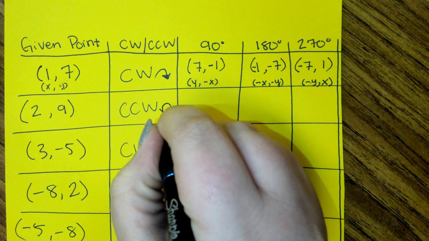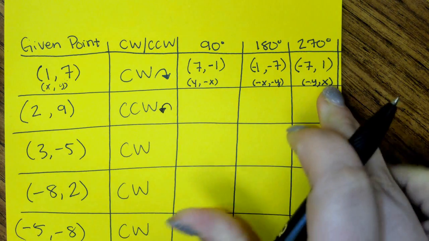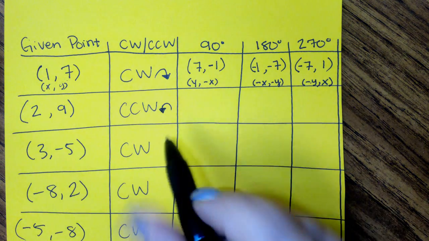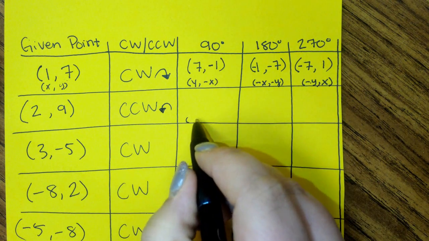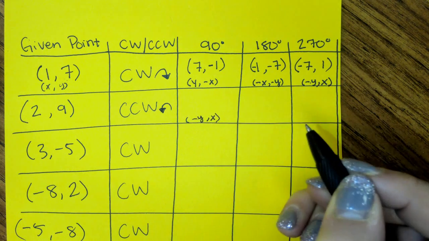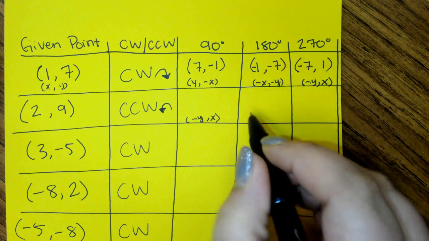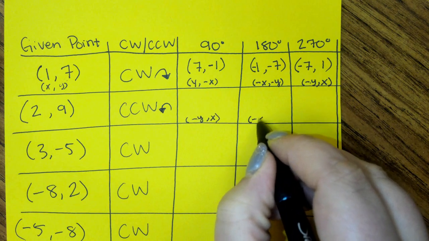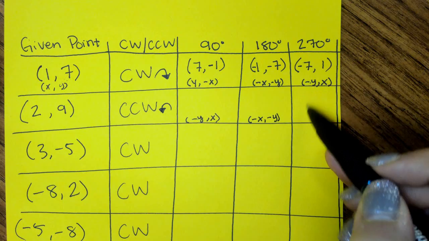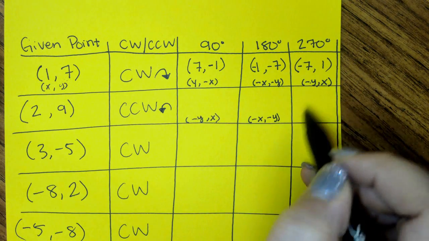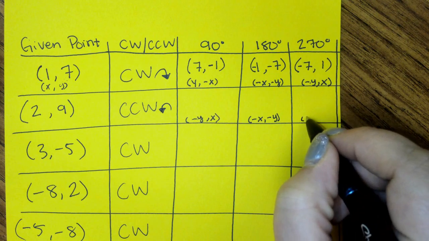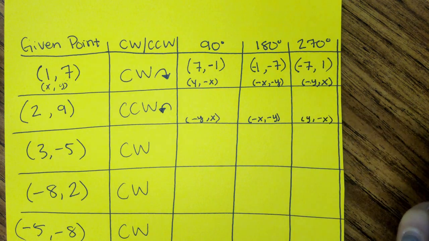Counterclockwise is a left turn. And remember, my rules are just opposite of whatever the clockwise ones were. So the rule for a 90-degree counterclockwise rotation is opposite y, normal x. For 180 degrees counterclockwise, that rule is the same, opposite x, opposite y. And for 270 degrees counterclockwise, that's the same as the 90-degree clockwise rule, y, opposite x.